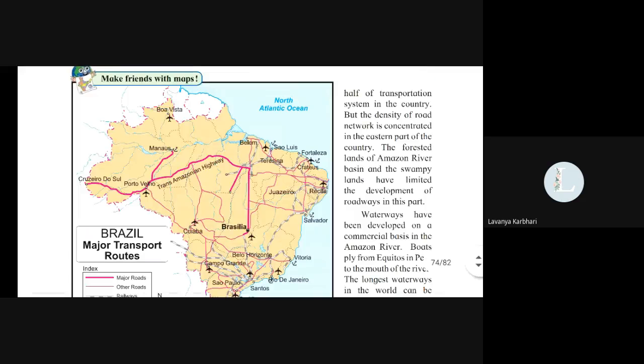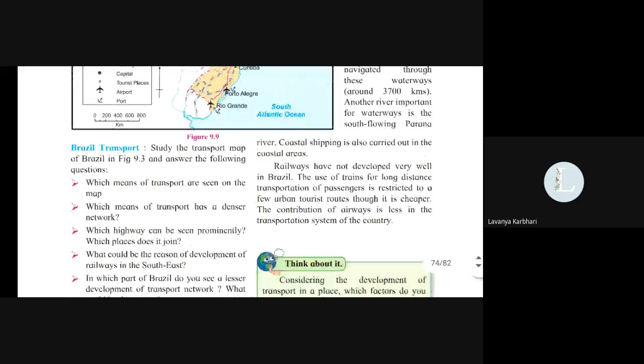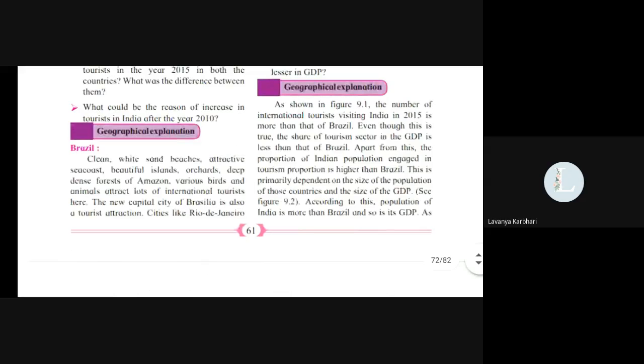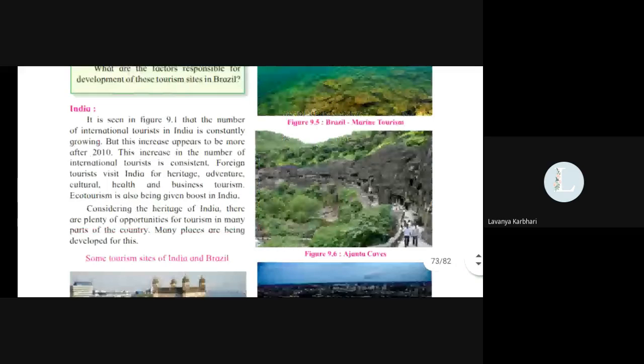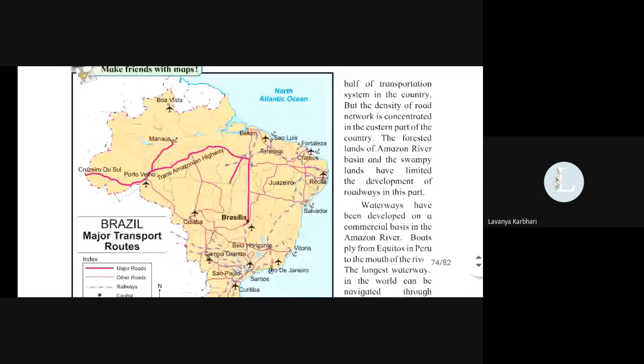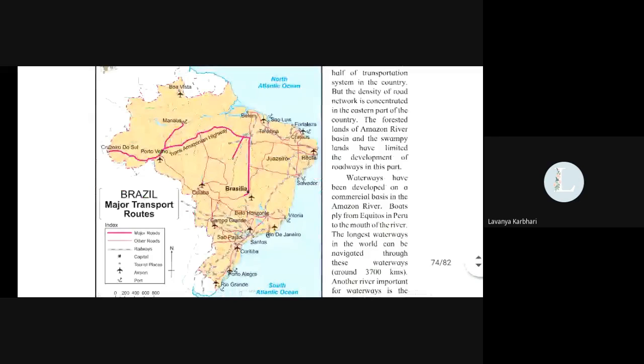Make threads with maps. Okay, friends, this is a map of Brazil. You can easily see it. So what is this map all about? It is about the major transport routes in Brazil.